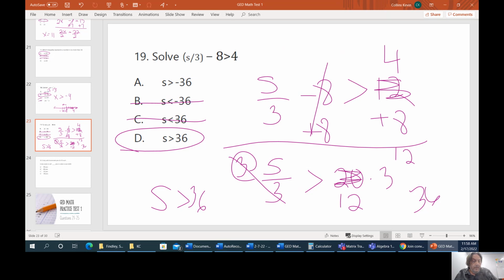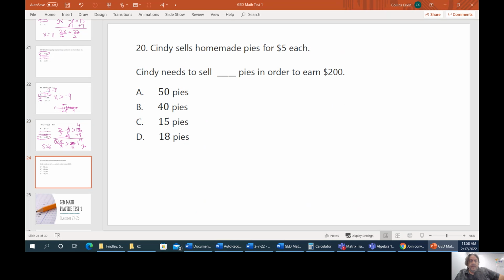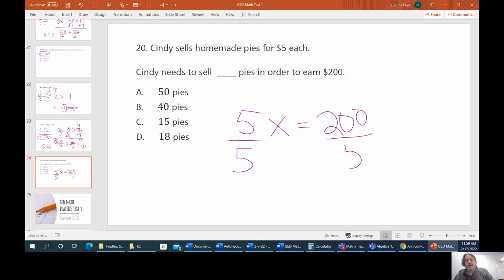All right, last one for today. It says, Cindy sells homemade pies for $5 each, which is cheap for a pie, I guess. Cindy needs to sell how many pies in order to earn $200? So we're saying $5 for each pie, and we'd like to make $200. Again, just a simple algebra question. Just go ahead and divide by the number in front of your x, where x is the number of pies in this case. So we get x equals 40.